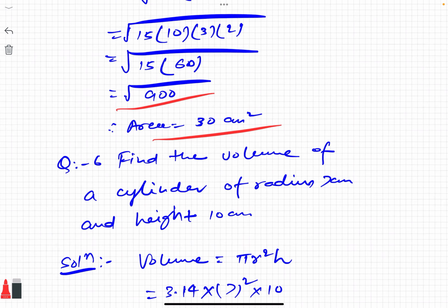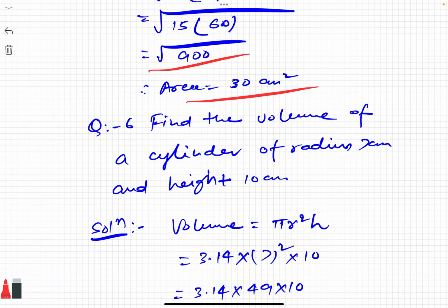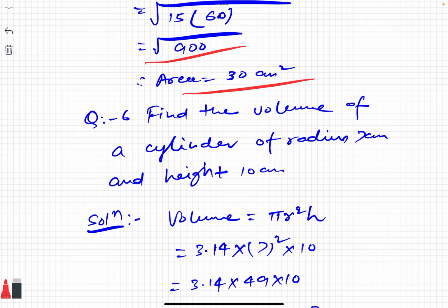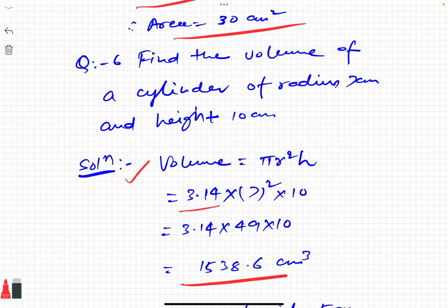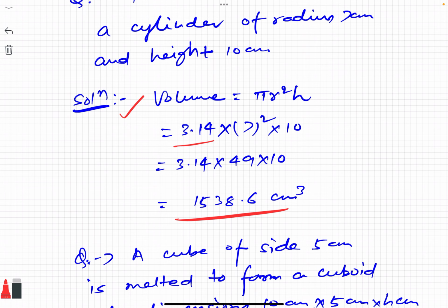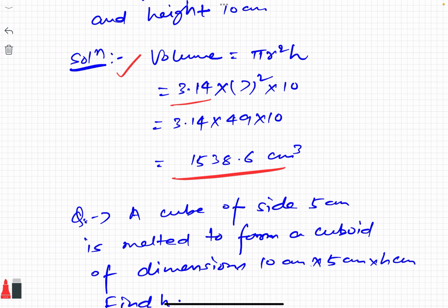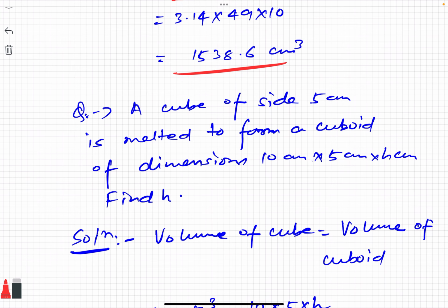Okay. Question number 6 is find the volume of a cylinder of radius 7 centimeter and height 10 centimeter. We know the formula for volume is pi r square h. Pi value 3.14, r is 7 whole square into h. We will get the final value 1538.6 centimeter cube.